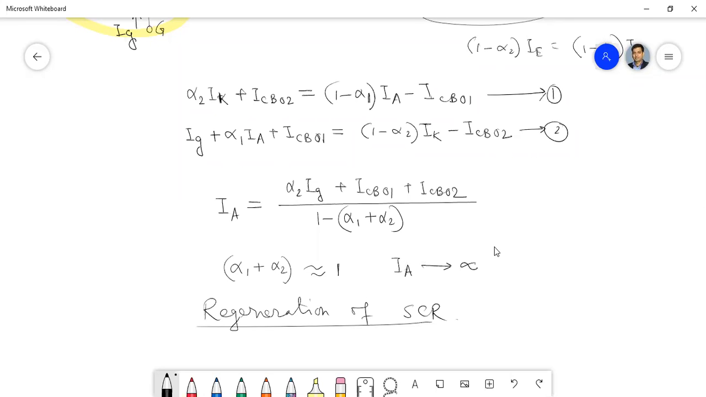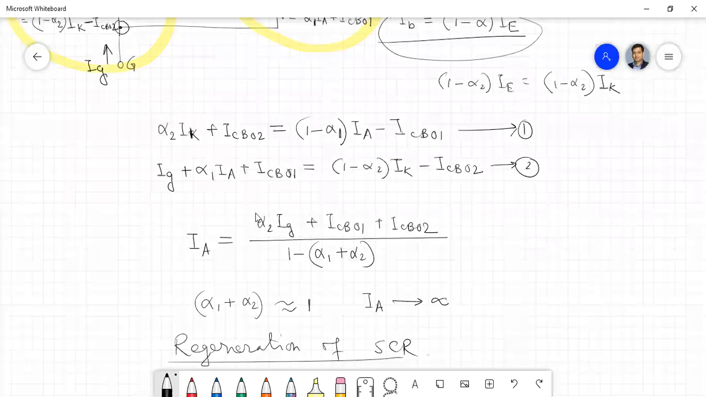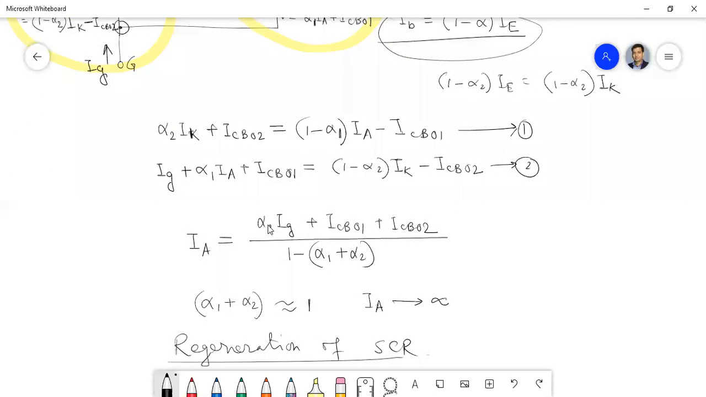Sir, if we make IG 0, then how will transistor 1 get its collector current? If you make IG 0, IA is already high. What will it matter in this expression? If this current is very high, and this gain is very high, so the denominator is very low, that means IA is very high. So if this part is very low, you don't need this IG.